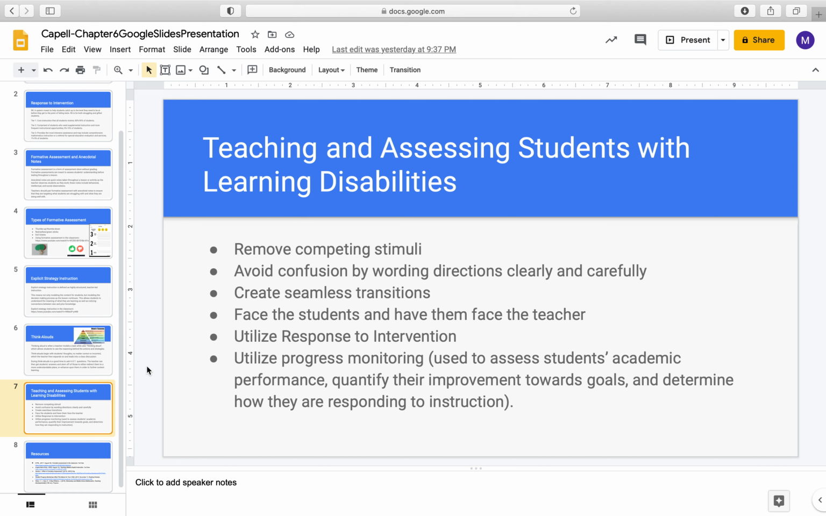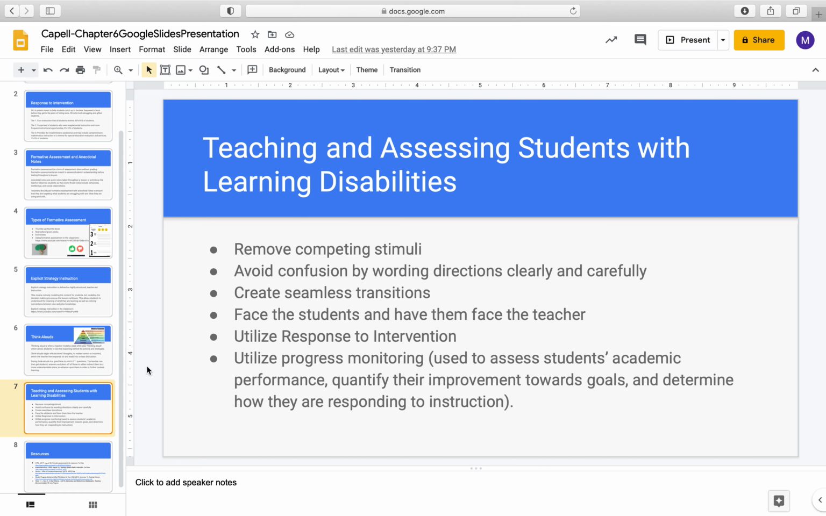You also want to avoid confusion when you say directions. You want to speak carefully and say the directions very clearly. You don't want to say the directions in a blasé kind of way, and then the students are like, "what do you mean by that?"